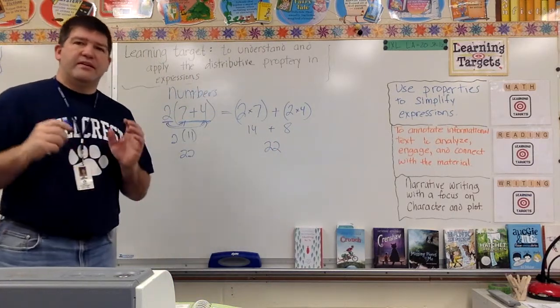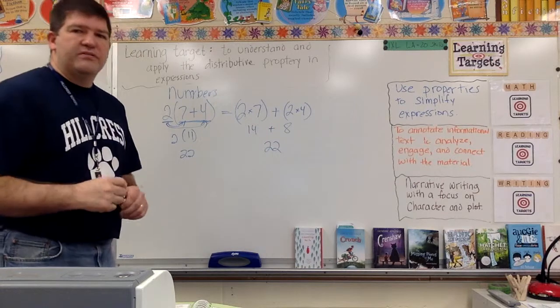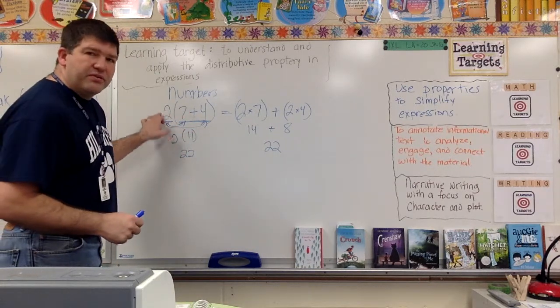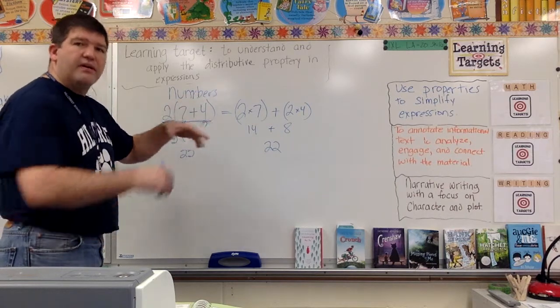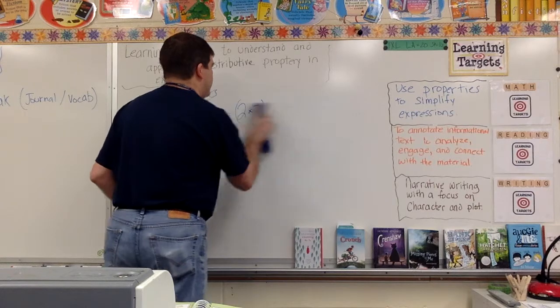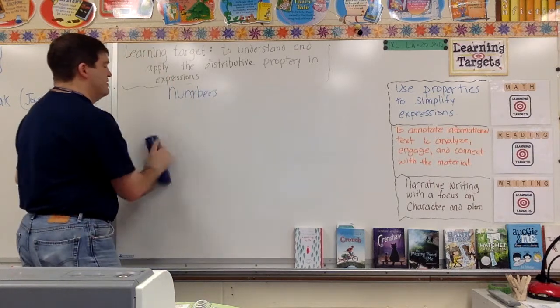Equivalent expressions, and so we're good to go. I distributed this 2 to the 7 and to the 4, added it all together. Okay. If I do this, that's if I do numbers.